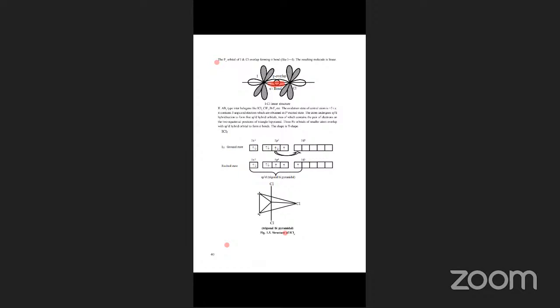AB type, note this down: AB type is a linear structure. That is AB type. Next one, AB3 type.